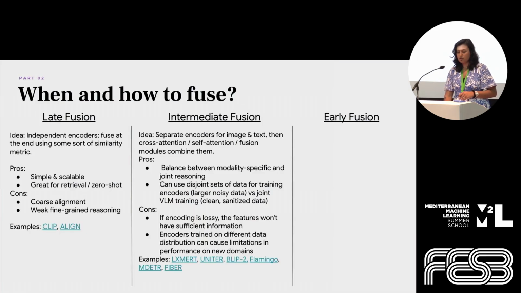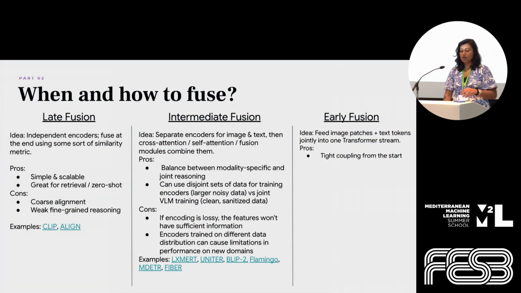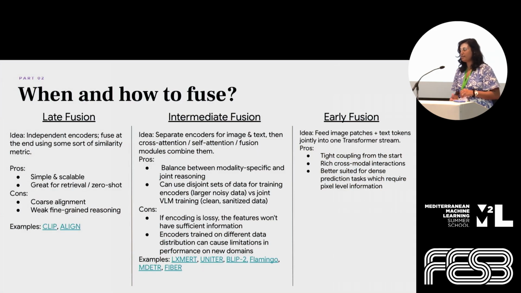Okay, and then the last one, which is early fusion. When I say early fusion, I mean really early, there's nothing after the image, because sometimes there's a bit of controversy around what is really early fusion. But in this case, I mean feed in image patches, feed in text tokens, and then just have the transformer completely learn everything from scratch. The pros are obviously very tight coupling from the start, rich cross-modal interactions, and it's better suited for dense prediction tasks like object detection. Segmentation would definitely benefit from this.